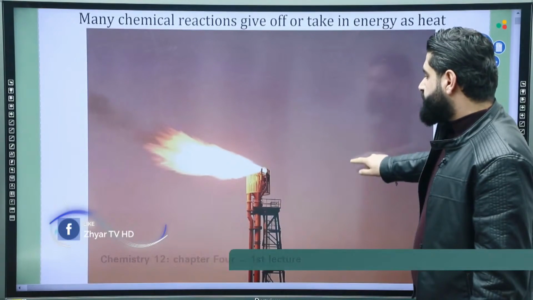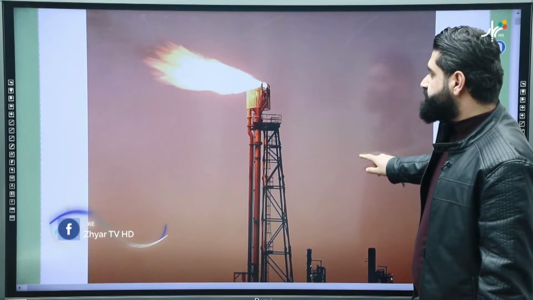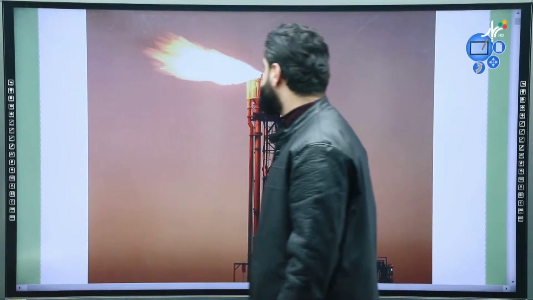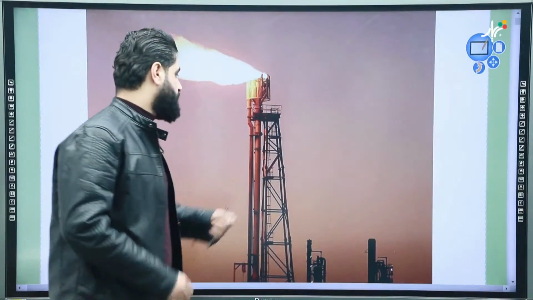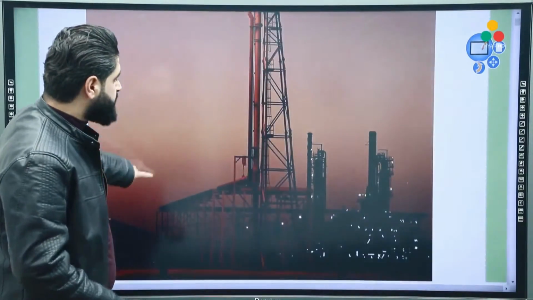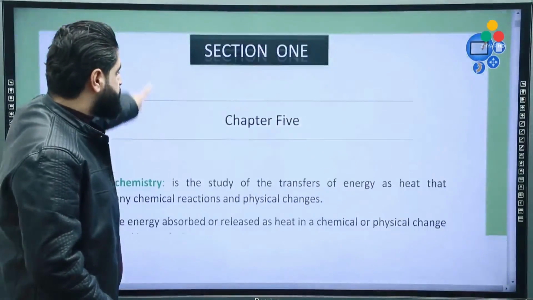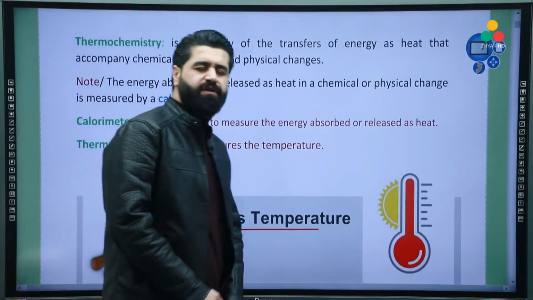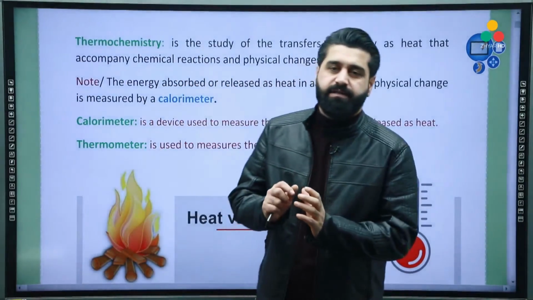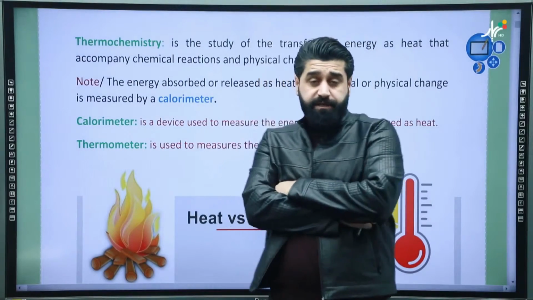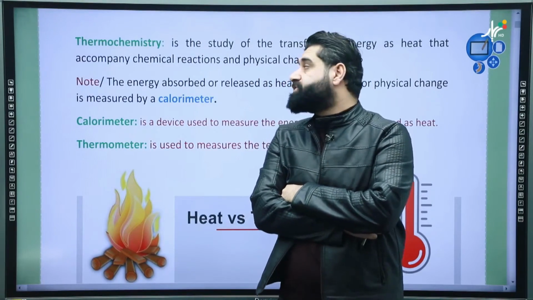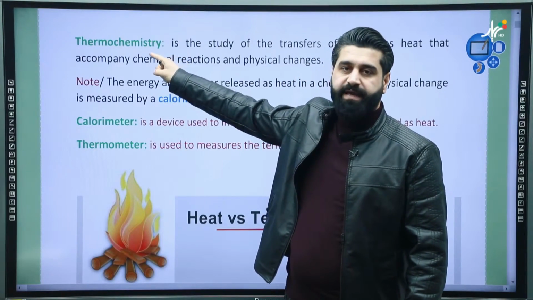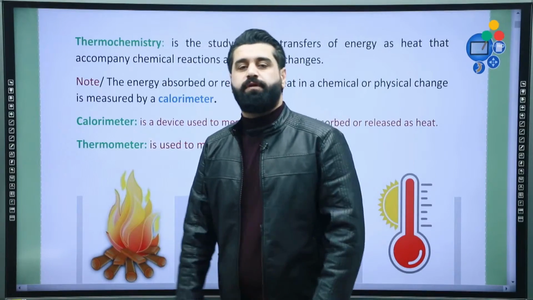Reaction energy, as we can see in this picture, is a combustion of natural gas, so energy is released as heat or light. Okay. So what branch of chemistry is specialized for this kind of phenomena, I mean releasing energy or absorbing energy during a chemical reaction and physical change? There's a special branch of chemistry called thermochemistry. What is thermochemistry?